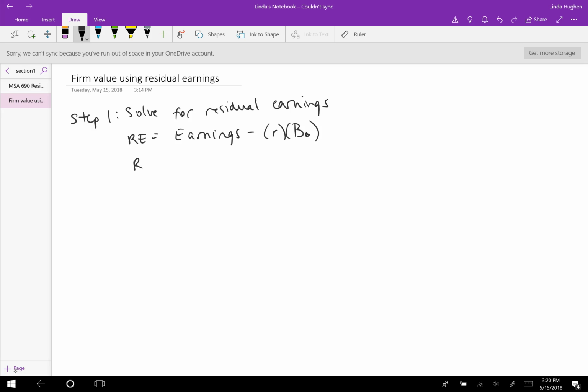We can also look at residual earnings as the return on common stockholders' equity, the difference between the return on common stockholders' equity and the required return times the beginning book value. And remember, return on common stockholders' equity is earnings per share divided by beginning book value.